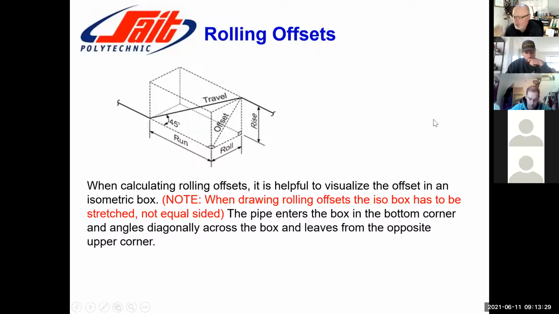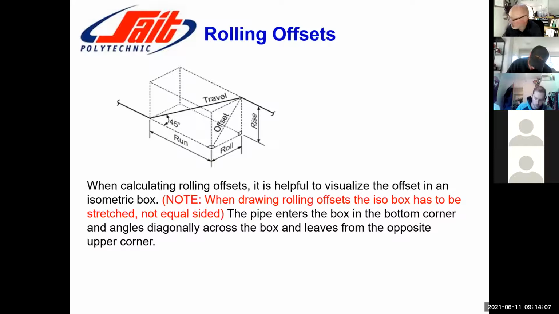When you calculate these rolling offsets, it's helpful to visualize the offset in an ISO box. As you can see, when you have this ISO box, the travel goes from one corner to the other. That's what we call the roll across the front there. The pipe enters the bottom of the box and cuts diagonally across, leaving the upper corner. So that's really how the rolling offset is.